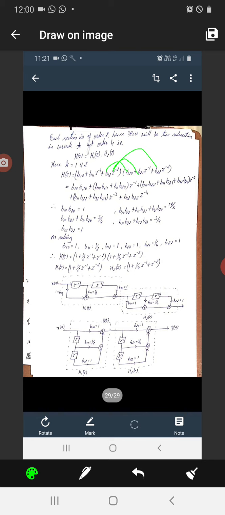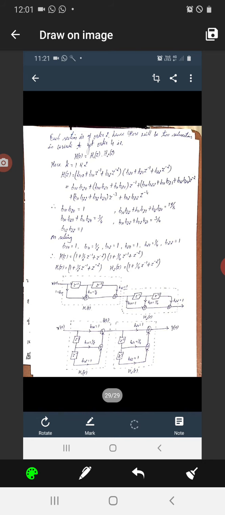Okay, after multiplying and rearranging, I will be getting the equation like this: b10 b20, b10 b21 plus b11 b20 z inverse, b10 b22 plus b11 b21 plus b12 b20 z raised to minus 2. Like this it's going to be. Rearrange the terms wherever you get z inverse, z raised to minus 2, z raised to minus 3, z raised to minus 4. Okay, you'll be getting this.